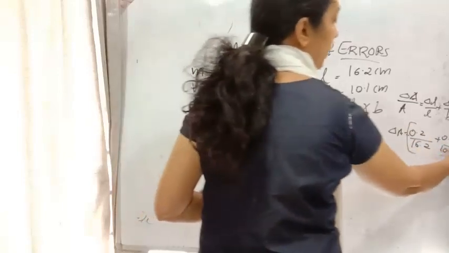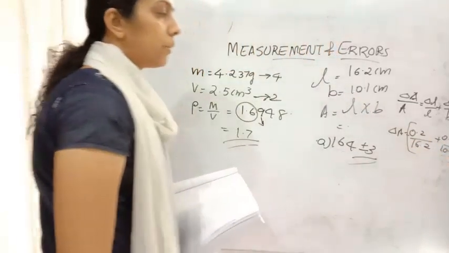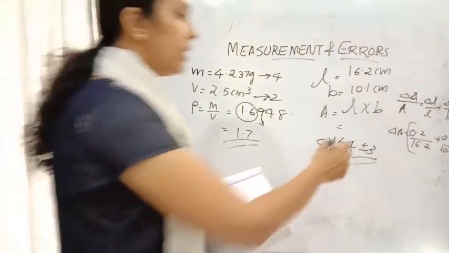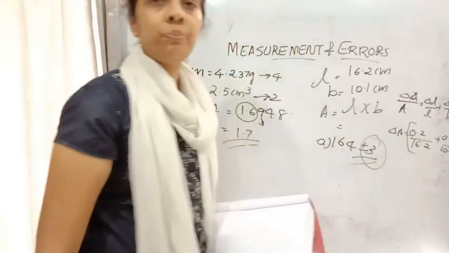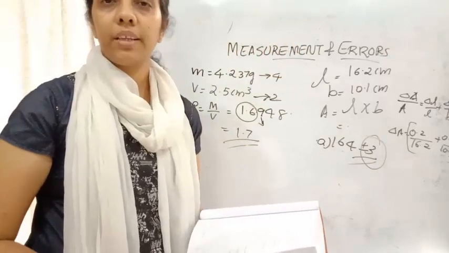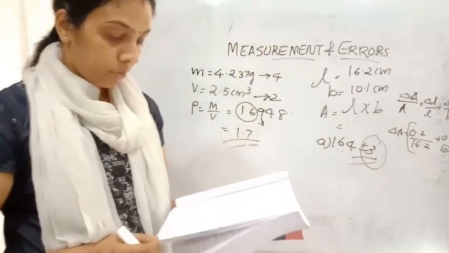How much are we getting over here? That one you should multiply. Okay, so that area should be multiplied over here. Clear? This is how we will be finding out the error in these kinds of questions.